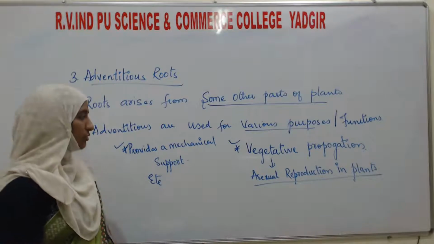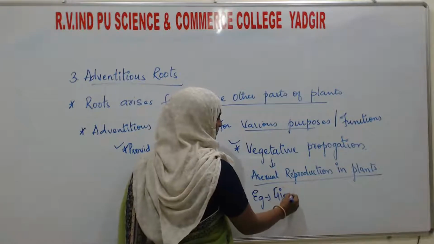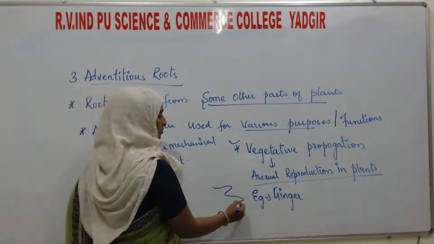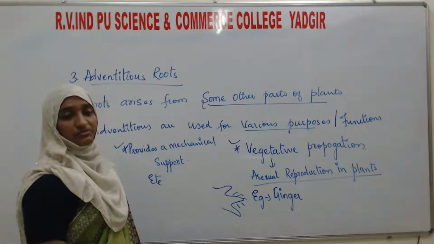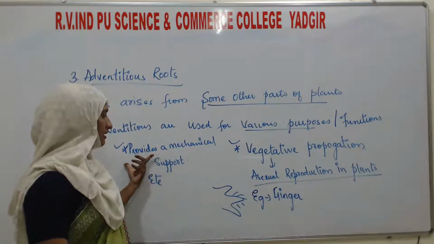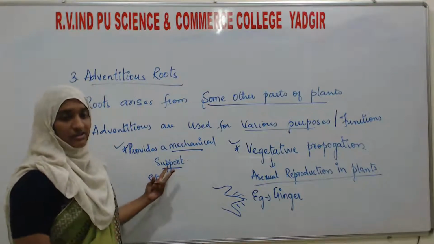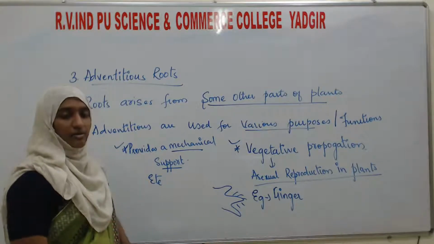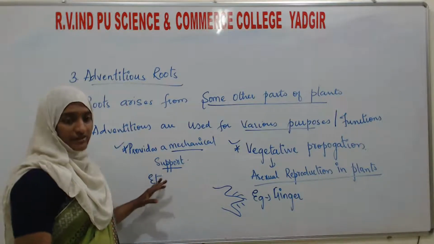One example I will tell you of this vegetative propagation, that is ginger. Okay. In ginger, whatever roots are there, we can call them adventitious roots. This is because they are not going to arise from the radical of the seed. And it also provides mechanical support to the plant. Okay, these are the two major functions. Except this one, water, hormone synthesis and food storage also come under the functions of the adventitious roots.